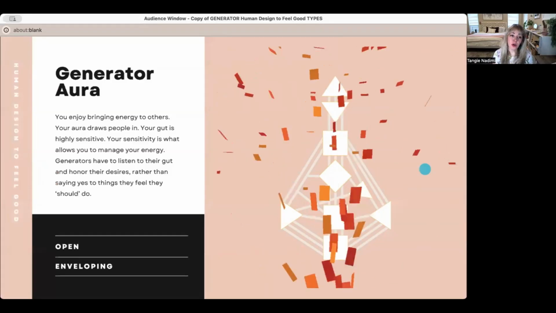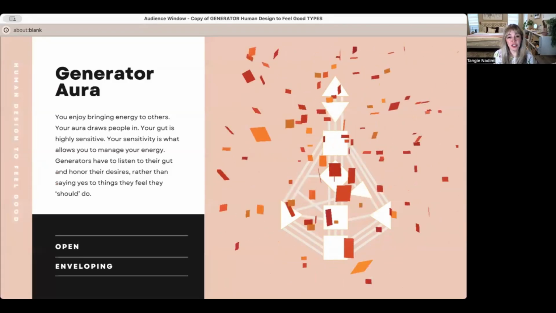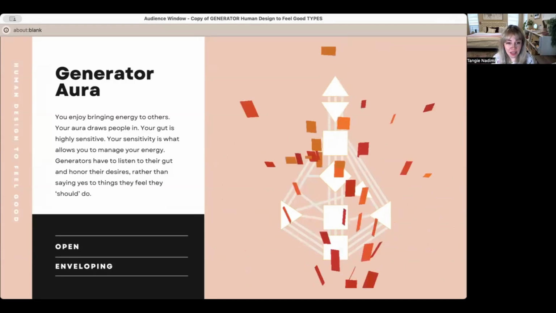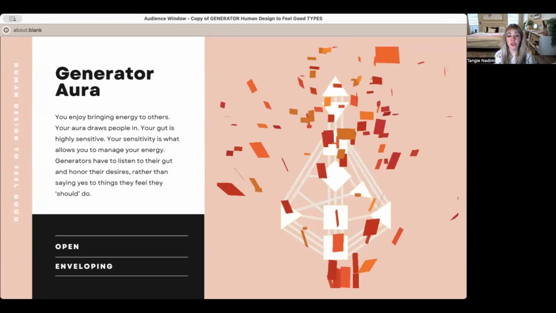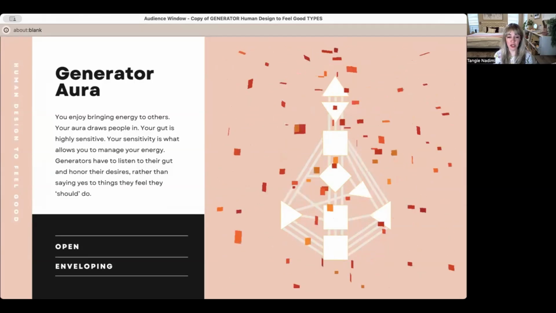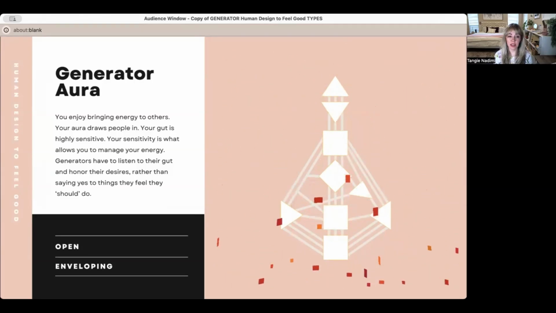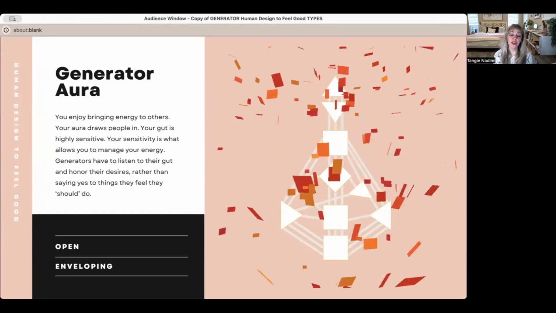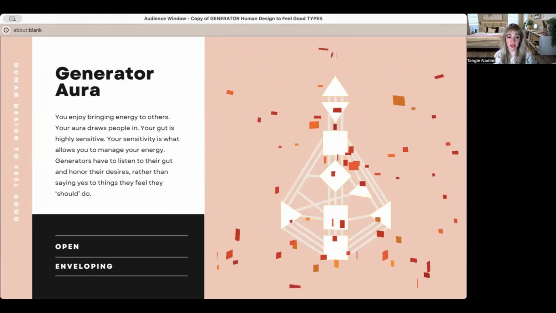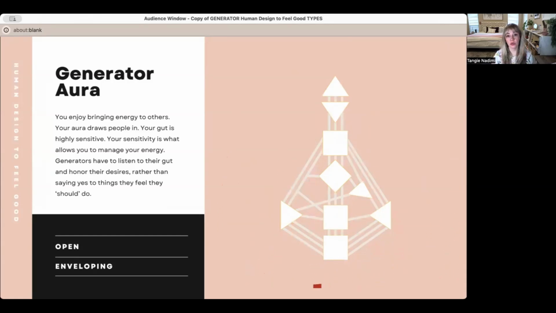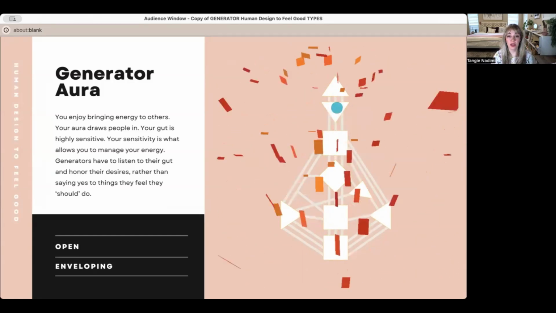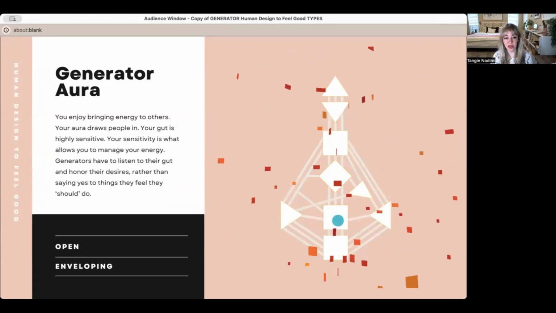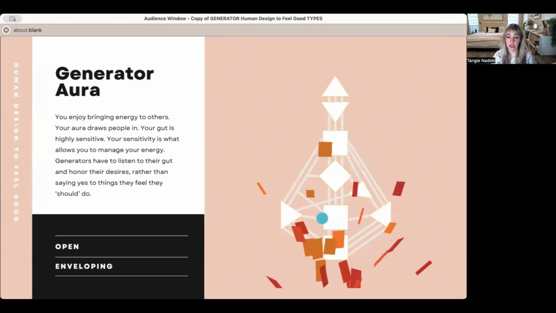The generator aura: you enjoy bringing energy to others. Your aura draws people in. Your gut is highly sensitive. Your sensitivity is what allows you to manage your energy. Generators have to listen to their gut and honor their desires and what is pleasurable to them, rather than saying yes to things that they feel they should do. When you get into the shoulds, you're up in the crown and ajna center. When you're following what feels most satisfying or pleasurable, that's when you're in the gut.